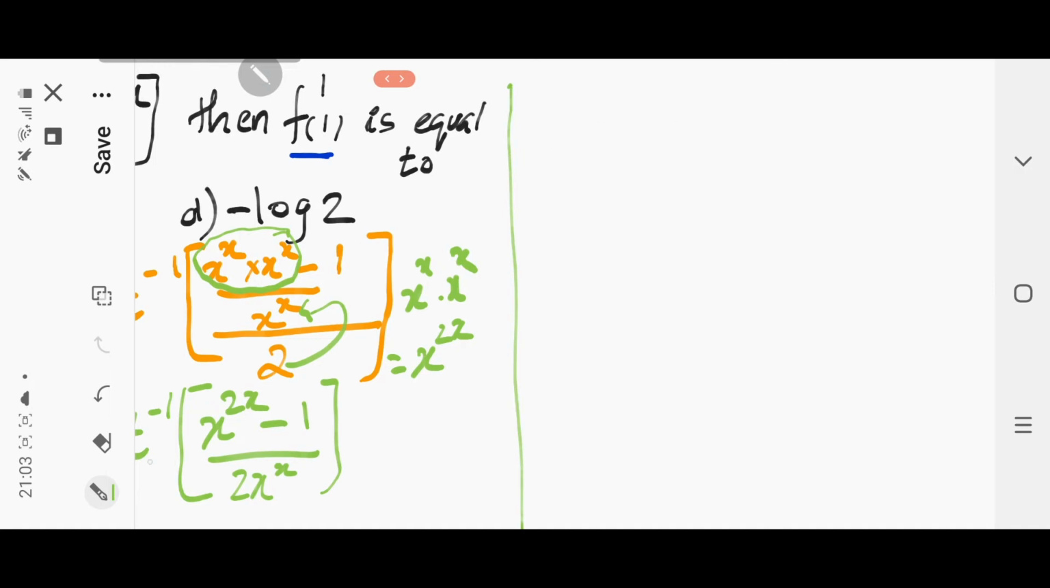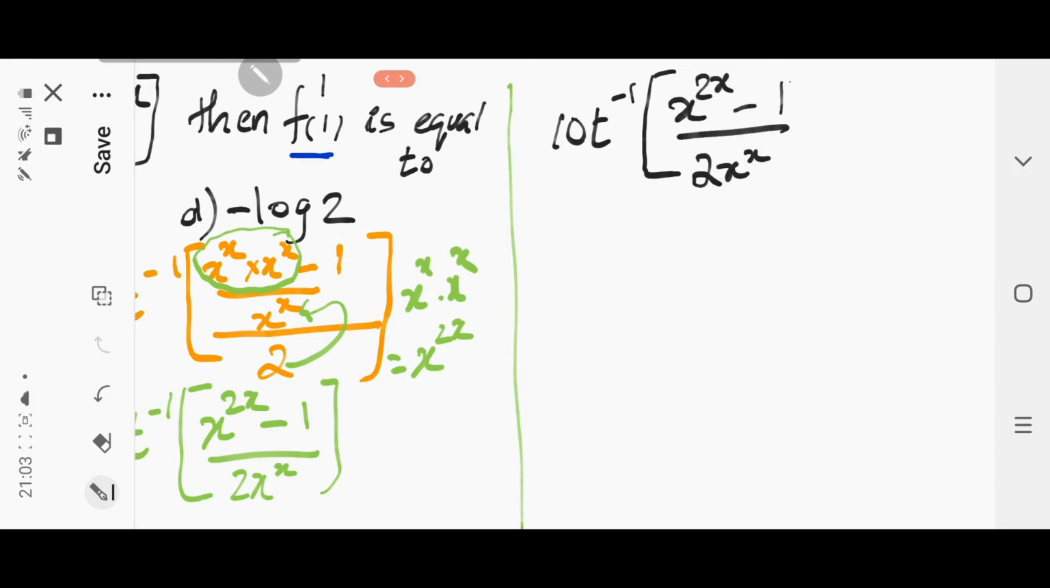Then the question here is, what is the question here? Cot inverse of (x raised to 2x minus 1) by 2x raised to x. See, what is my task? To make this thing in terms of cot. Then only you can simplify this question.